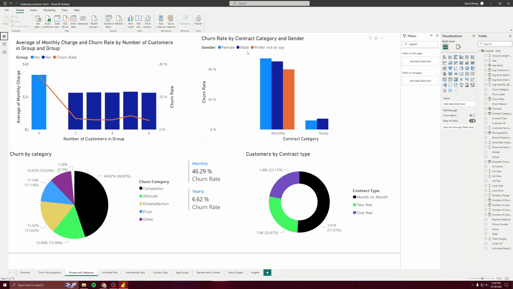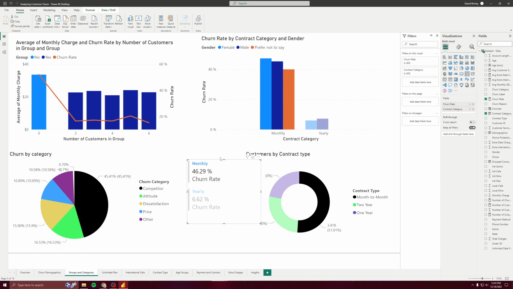It's by contract and gender. So there's a monthly contract and yearly. So we see males are lower in monthly, but they're higher in yearly. Higher churn rate. This is churn by category, like the first page. And this is customers by contract type, like the first page. We have this multi-row card here for the monthly and yearly.